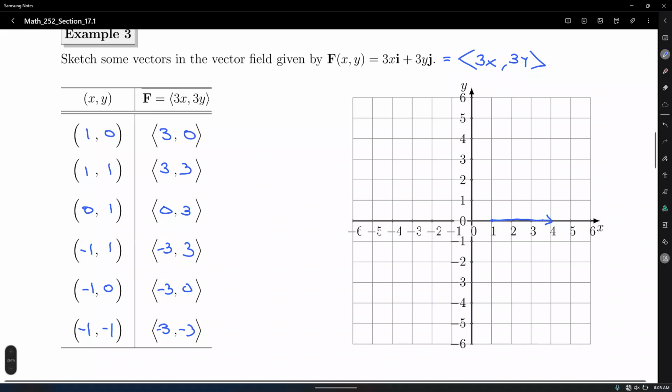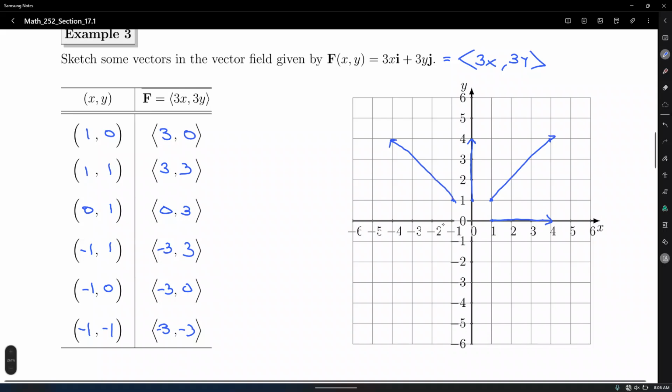At the point (1, 1), what vector do we have? We have the vector (3, 3), that is 3 units, 3 units. At the point (0, 1), that is this point right here, we have the vector (0, 3), that is 0 units in the x direction, 3 units up in the y direction. The next vector, what's that? At (-1, 1) that is (-3, 3).